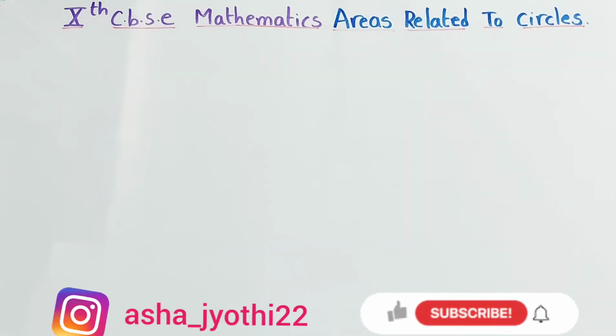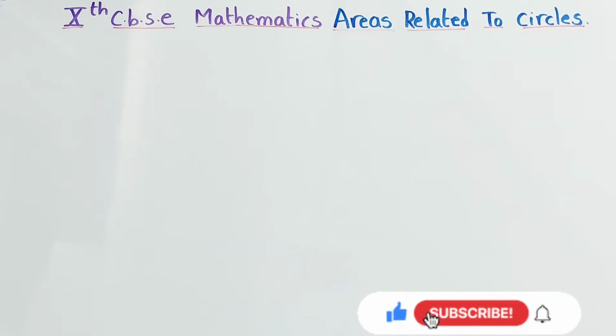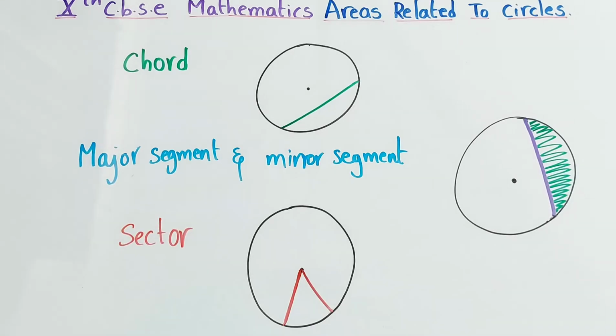We are learning 10th standard CBSE Mathematics, Chapter 12, Areas related to circles. We have already learned what is an arc, minor arc, major arc, chord, major segment, minor segment, sector in your earlier classes, children. Let us have a quick revision.